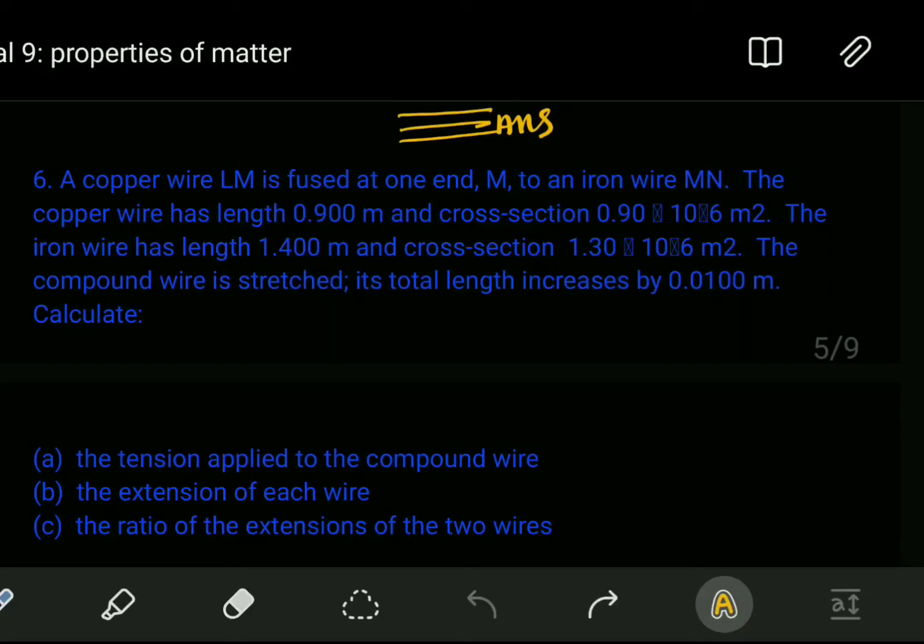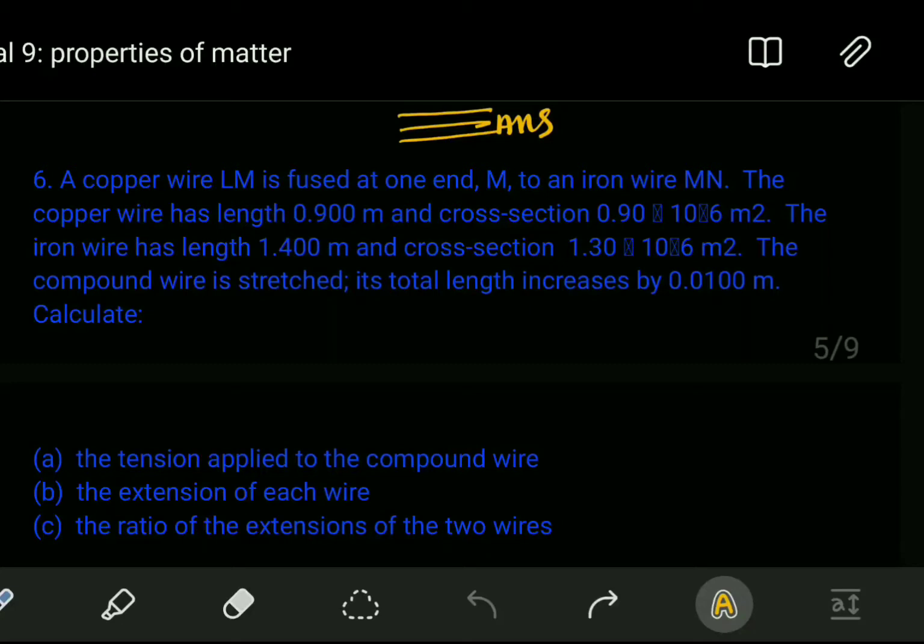0.01 meters. Okay, so now we want to find this tension that is causing this increase in the length. So we want to find the tension which is applied to the compound wire, and also we want to find the extension of each wire. Of course we know that the total length is going to increase, but the increase on each wire will not be equal. So we'll have an increase on the copper wire as well as an increase on the iron wire, and adding those two elongations makes up the 0.01 meters.